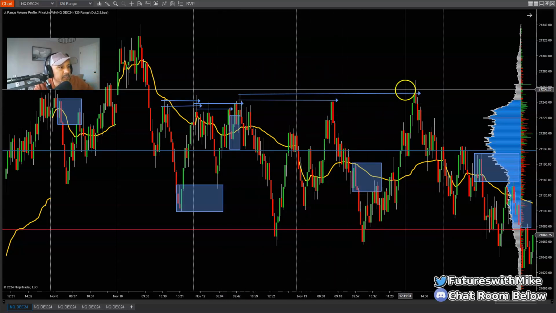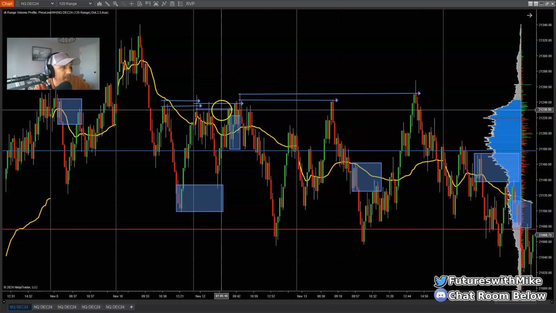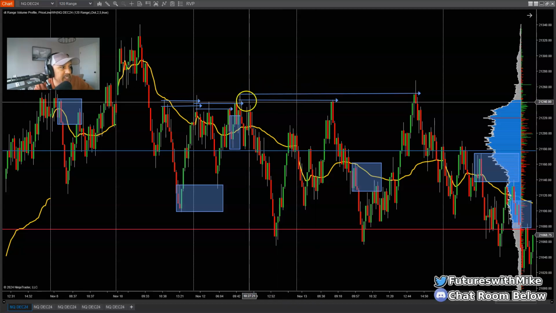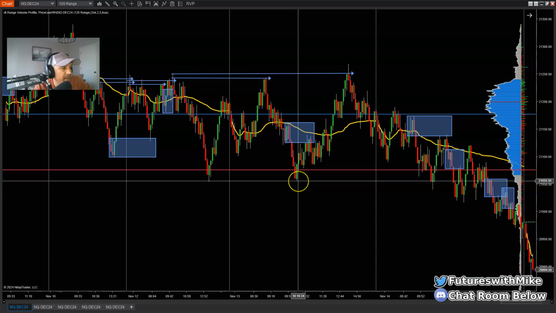All right, it goes back up there. Look at this. The wick of this candle here wicks out above this area, grabs liquidity, stops the sellers out to flush to go lower, and it takes out what? Right here. It takes out this area of liquidity resting below.